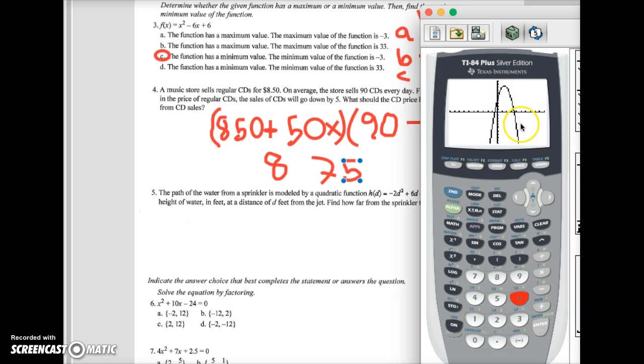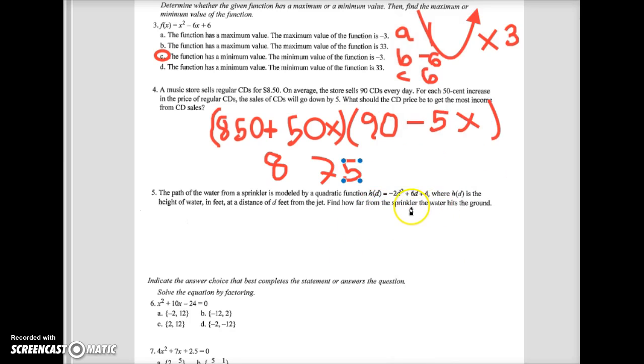And I'm going to go back to my Zoom 6, my standard window. I see it crosses somewhere over here. This would be a negative distance this side, so I want this 0. So second trace, 0. I'm going to move my cursor somewhere to the left of that value. That's good. Enter. Somewhere to the right now. That's good. Hit enter. Guess. Hit enter. And my answer is 3.56. So how far does the water hit the ground from the sprinkler? It would be 3.6.